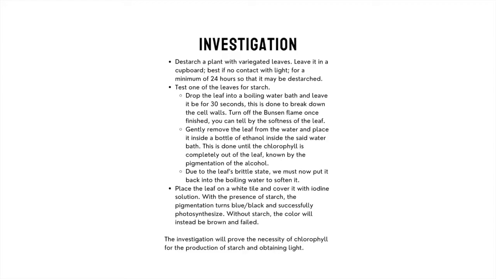Once finished, place the leaf on a white tile and cover it with iodine solution. With the presence of starch, the pigmentation turns blue-black and it has successfully photosynthesized. Without the starch, the color will instead be brown and it failed to photosynthesize. With the chlorophyll eradicated, we can conclude the reaction to be brown, thus a failure in conducting photosynthesis. The investigation proves the necessity of chlorophyll for the production of starch and obtaining light.